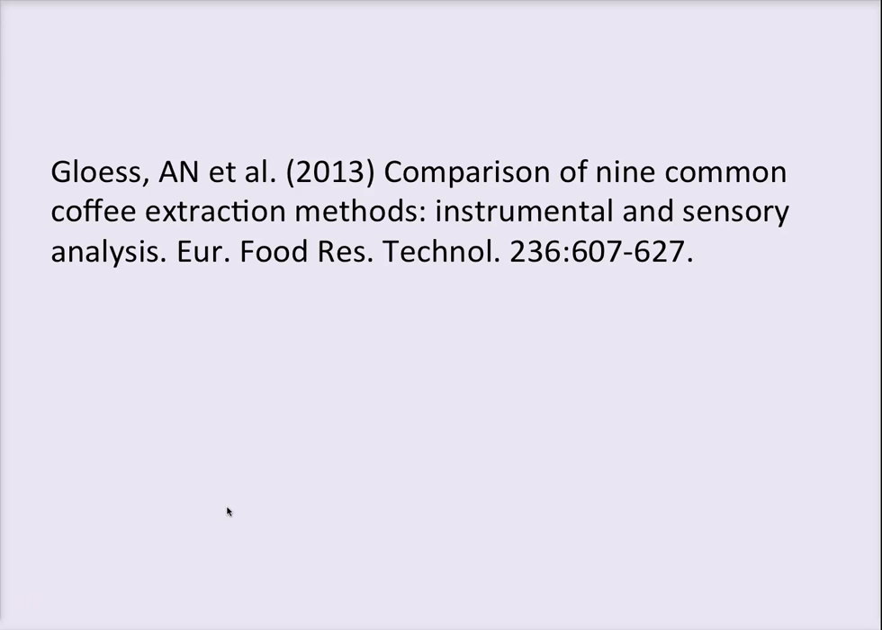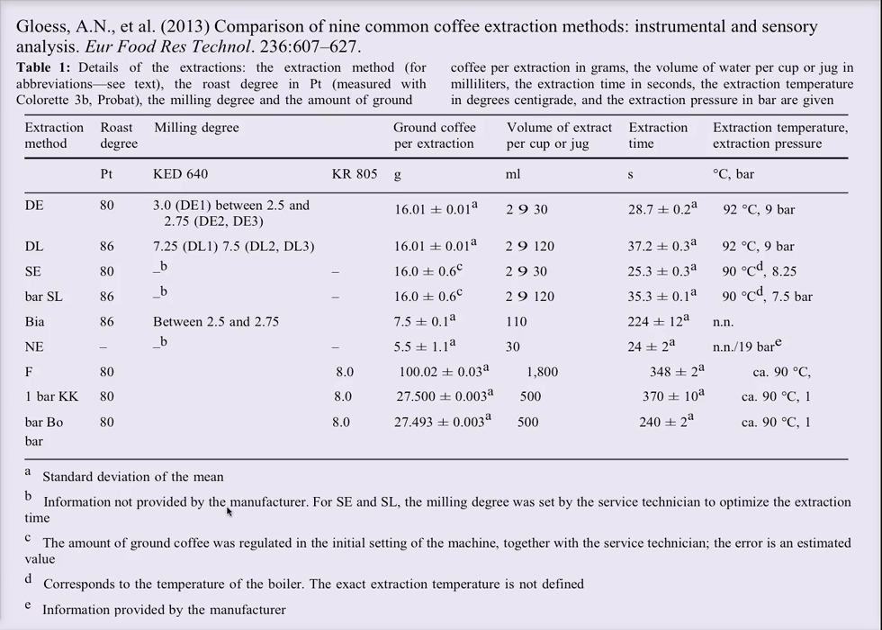So this is one of the papers that you've read, a comparison of 9 common coffee extraction methods, instrumental and sensory analysis. And this is the variety of different methods, and I think what's important here is to look at the temperature, right? They're generally all around the same except for one. The milling degree, we're going to come back to a number of these issues. So how much it was milled, how fine the grind is, the ground coffee per extraction.